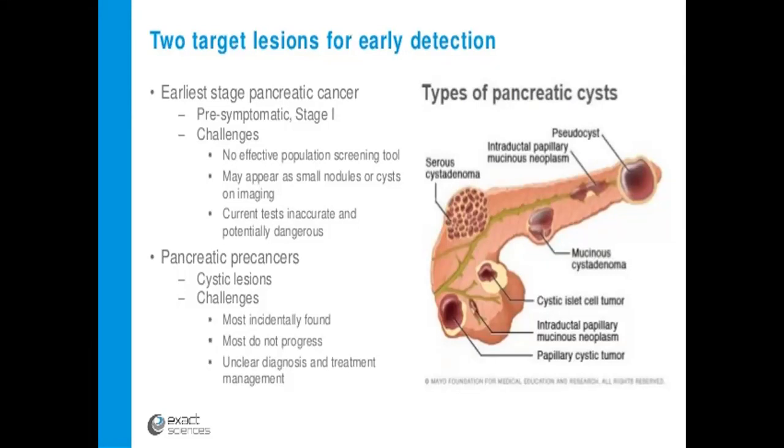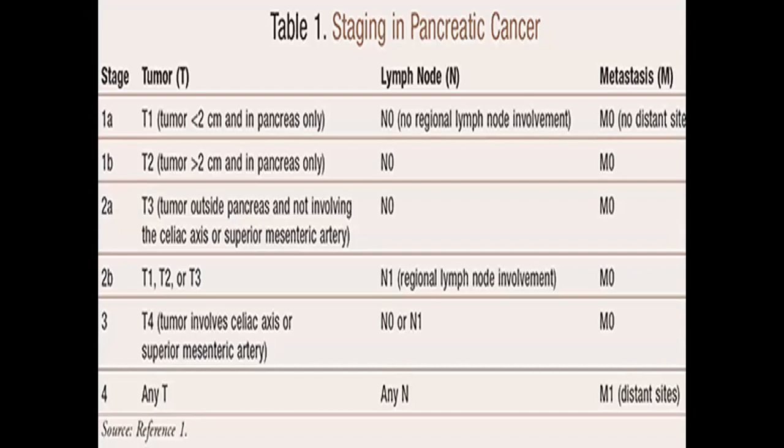there could be cystic lesion challenges. Most are found incidentally, as I said, when you do a CT scan for the gallbladder, gallstones, stone in the CBD, and obstructive jaundice. Most do not progress. The diagnosis and treatment management are unclear. That's what the usual picture is.